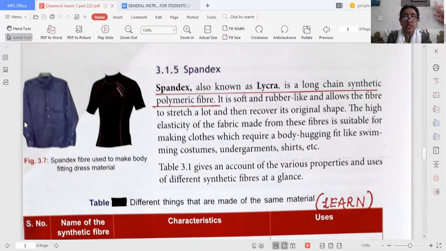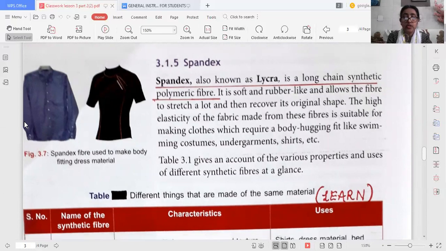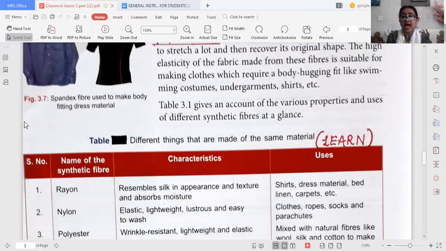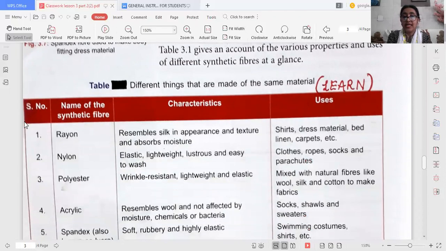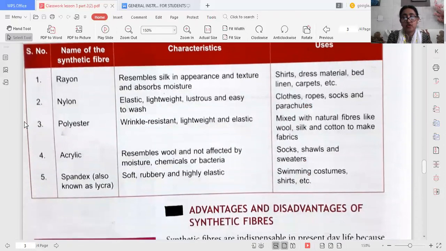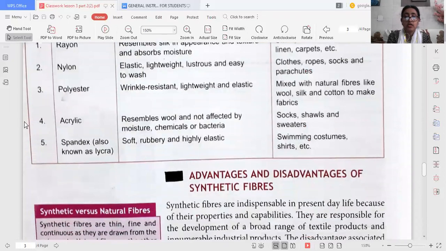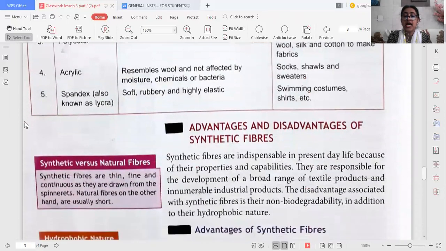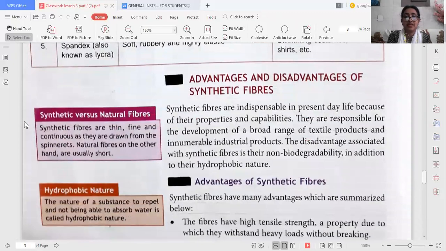Now, here one table is given. You have to learn this table. That means you only have to learn it, nothing else you have to do. Now, I will go to the advantages and disadvantages of synthetic fibers.